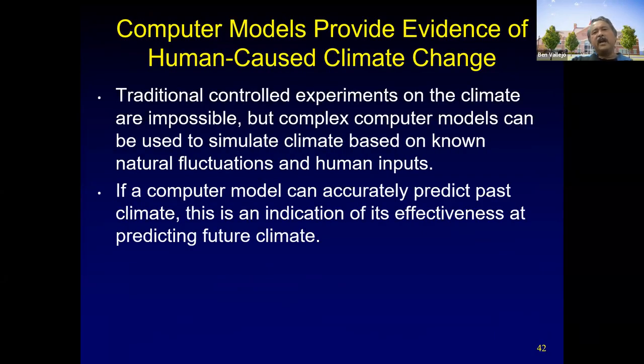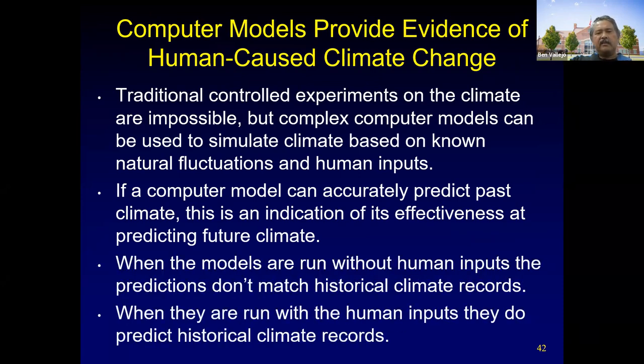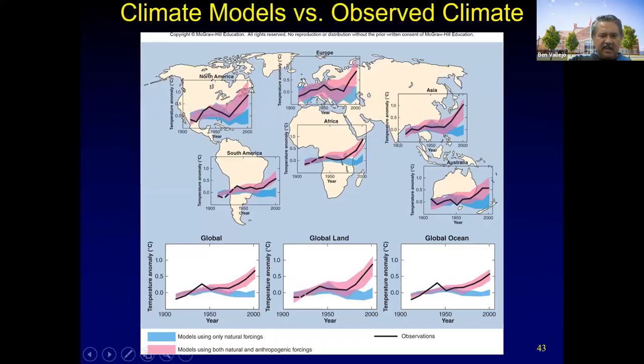Computer models provide evidence of human-caused climate change. If you take a look at the diagram for this one, that's what's telling for me. Look at the key at the bottom here, it says models using both natural and anthropogenic forcings. So that's in pink there, but the blue is only natural.